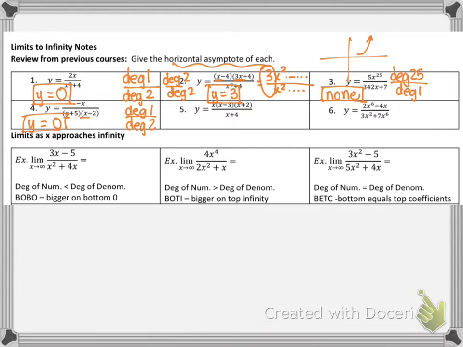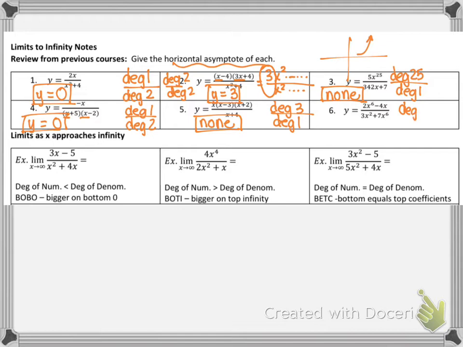Hopefully you can see on this next one that you'd have a degree 3 in the numerator if you multiplied x times x times x. In the denominator, you have degree 1. If it's bigger on the top, there's no horizontal asymptote. It does not flatten out toward infinity.